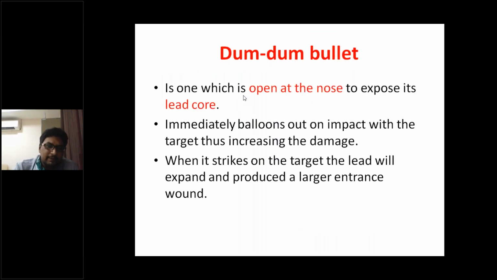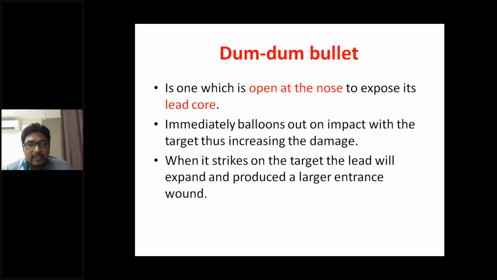Dum-dum bullet. This dum-dum bullet has been asked many times in the examination. It is one which is open at the nose to expose its lead core. It is a subtype of the hollow point bullet. The hollow is created in the tip of the bullet so that whenever it strikes the target, the leaflets will open so that it will cause more damage at the target organ. One such type is the dum-dum bullet.